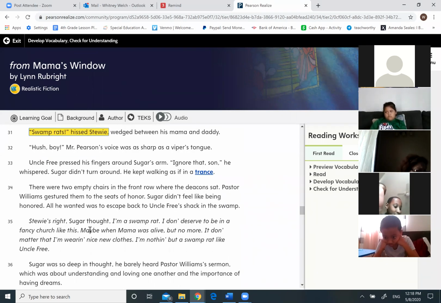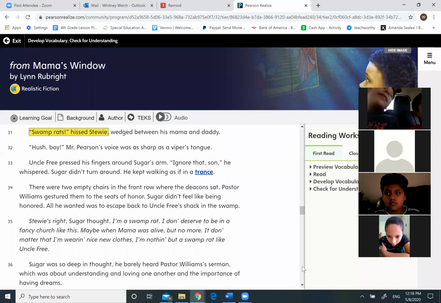Stewie's right, Sugar thought. I'm a swamp rat. I don't deserve to be in a fancy church like this. Maybe when Mama was alive, but no more. It don't matter that I'm wearing nice new clothes. I'm nothing but a swamp rat like Uncle Free.